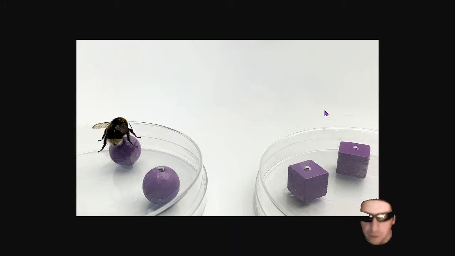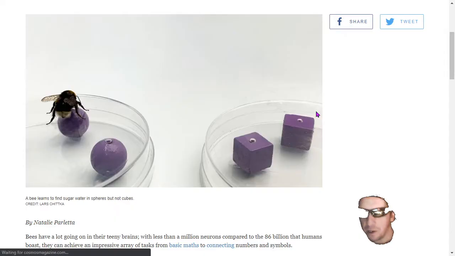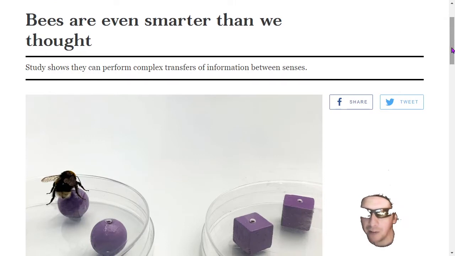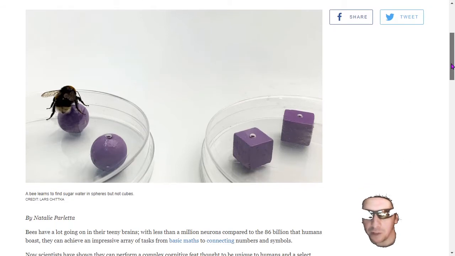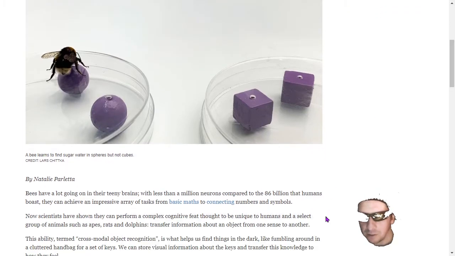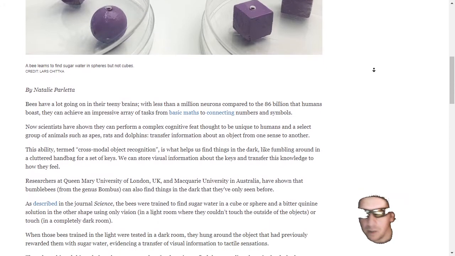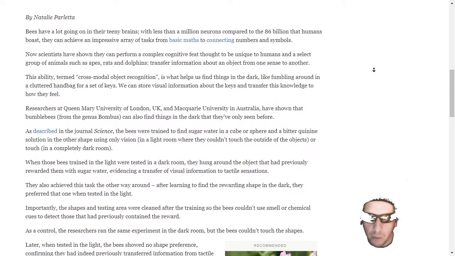Let's talk about bees. Turns out they're a little smarter than we thought. They're able to remember shapes that they can't even see. If you put bees in a dark room and you expose them to shapes that have sugar water in them, they'll remember the shapes without ever seeing them, just by feeling around, similar to the way you would have a concept of what is inside of a bag of items. So bees have a much smaller number of neurons in their brain than humans do, but they're able to do this task quite easily.